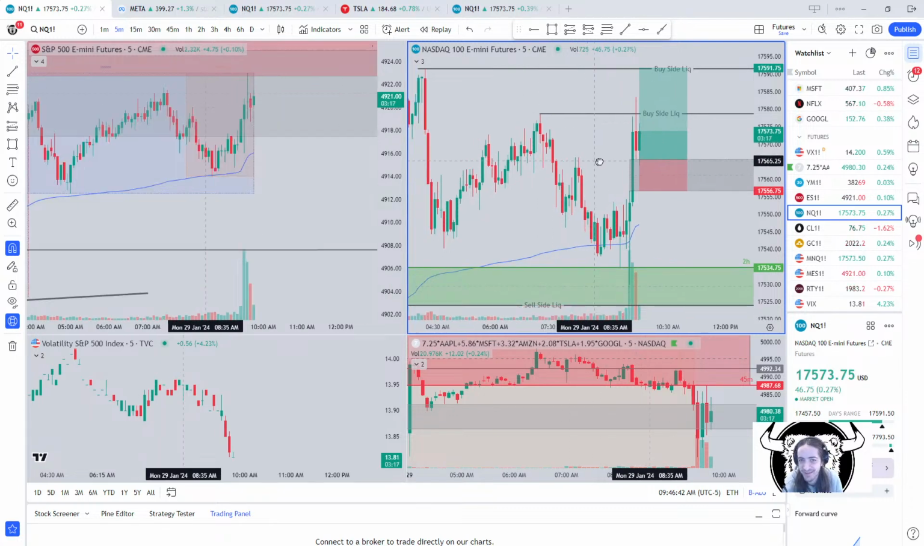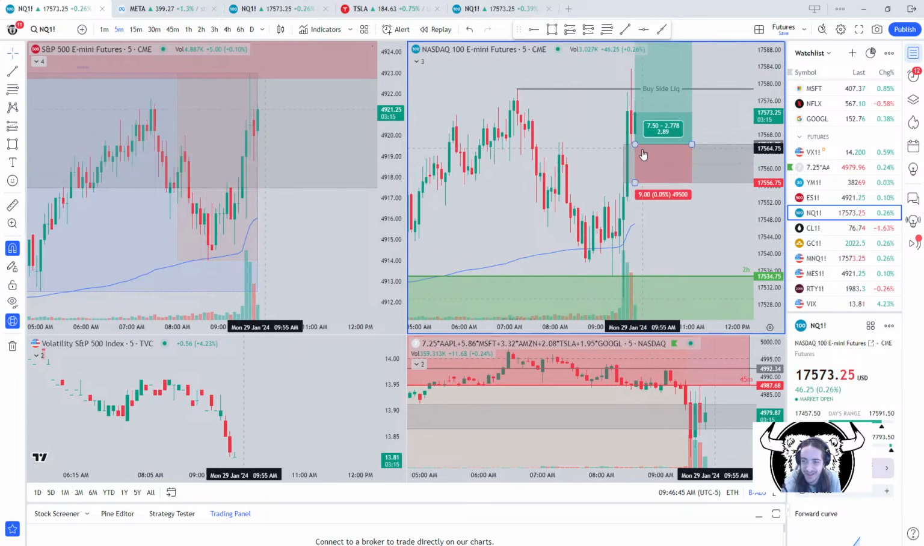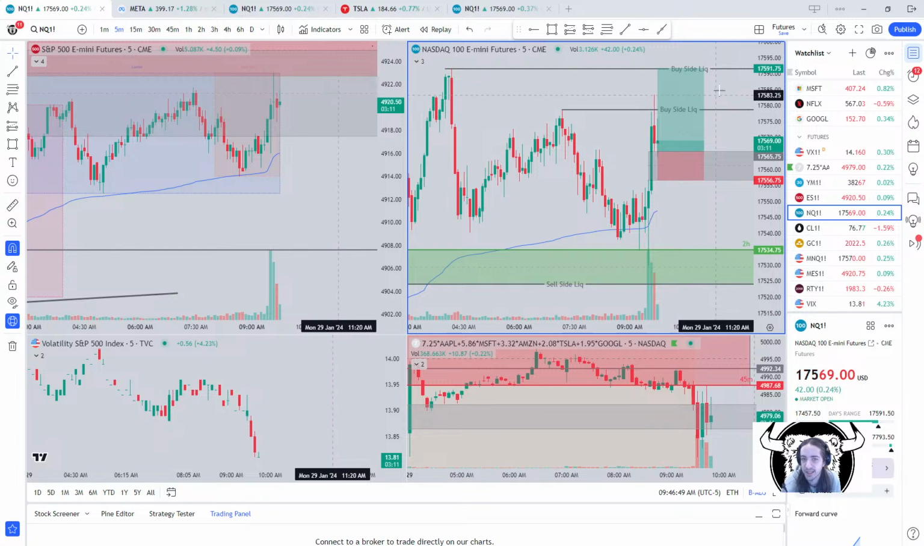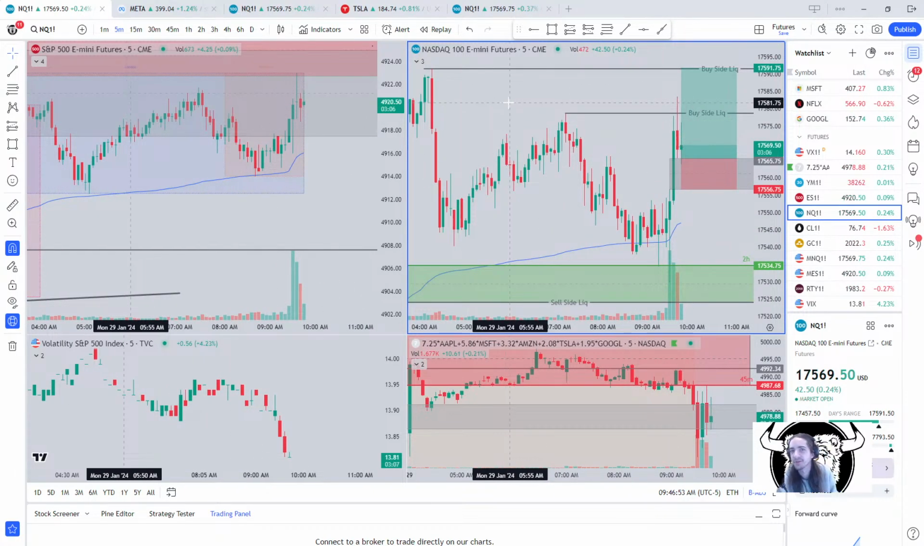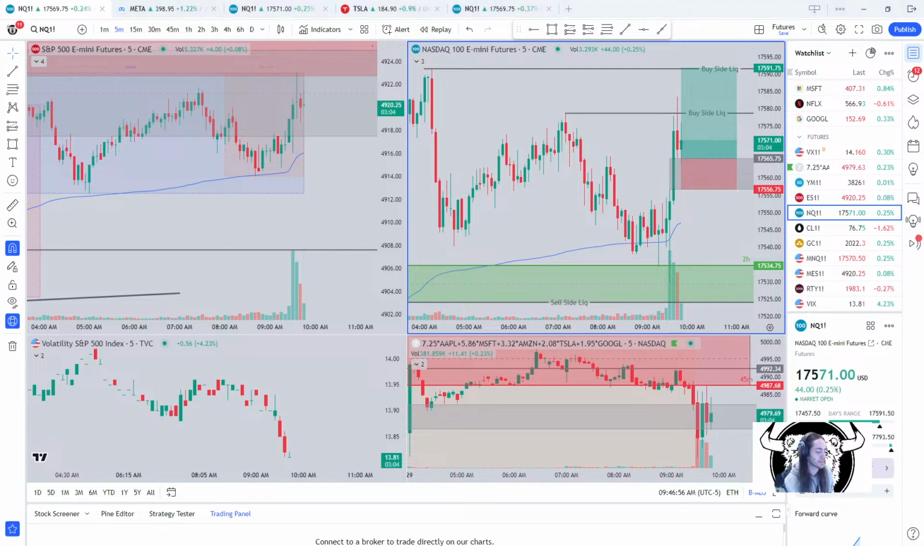Chop City? Alright. I don't know. I was thinking maybe a long position right here off that wick. Target the buy side liquidity up there, but we'll see how the market wants to move. I'm going to let this candle close out. Don't jump the gun.